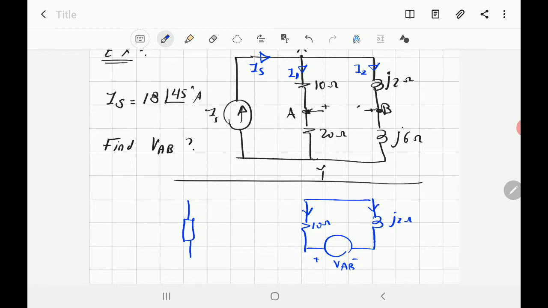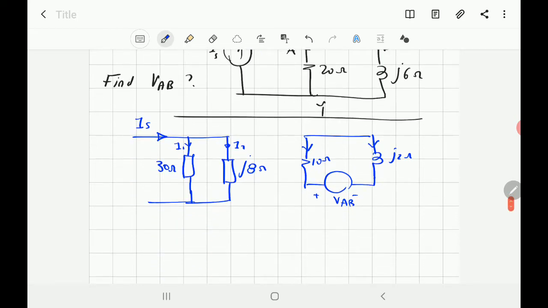We agree that we can make a small box. It represents any impedance. So that's 30 ohm. And the other branch, you got J2 ohm, J6 ohm. When you add them together, you get J8 ohm. So J8 ohm. I'm just trying to make it look simple. And that's IS, and that's I1, I2.